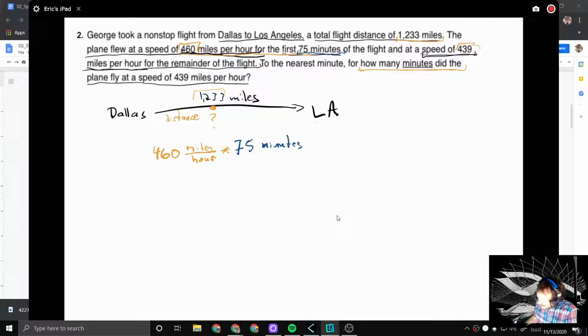Well, minutes and hours aren't going to count when I'm doing my unit analysis here. So what am I going to have to do? Well, I need to change those minutes into hours. And how can I do that? Well, I know how many minutes there are in an hour. I know that in 60 minutes, there is 1 hour. And so I could multiply here.